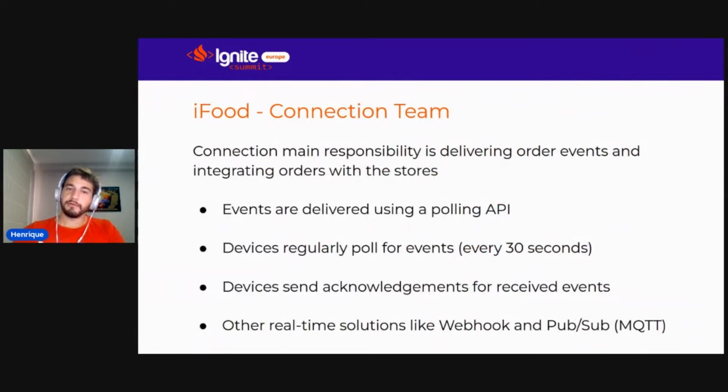So like I said, I work together with a team called Connection. We try to integrate and deliver our events to external clients. And one of the solutions we have for achieving this is a polling API. So restaurant devices will regularly poll for events every 30 seconds by hitting an endpoint on the API. And for every event they receive on that request, they will also send acknowledgments for those events' receipts, so that they will not receive that event again on subsequent polling requests. That's what the acknowledgments are for. And we also work on other real-time solutions like webhook integrations and a pub/sub solution using MQTT.